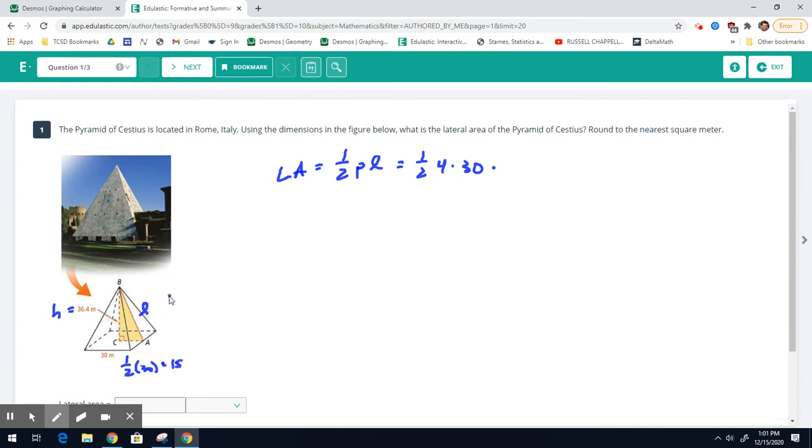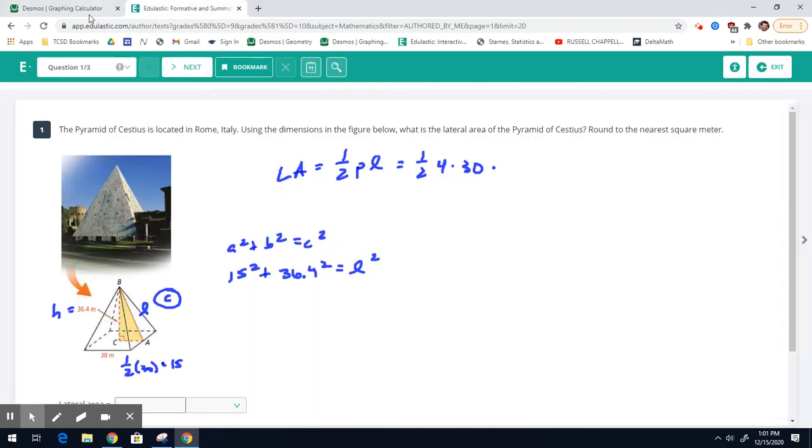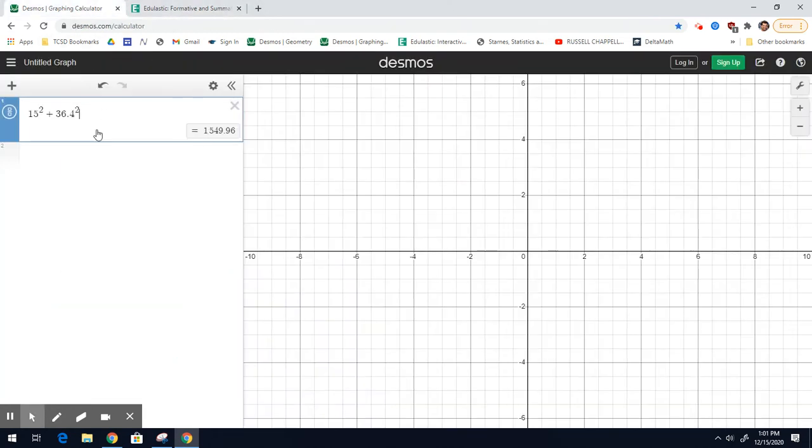So we're going to use Pythagorean Theorem. Our L is going to be the C to find the slant height. So a squared plus b squared equals c squared. A and b do not matter. 15 squared plus 36.4 squared equals L squared. So I'm going to type this into the graphing calculator. So 15 squared plus 36.4 squared, and that's what L squared equals. So now I have to take the square root of that number. Square root of 1549.96. And that's what I get.